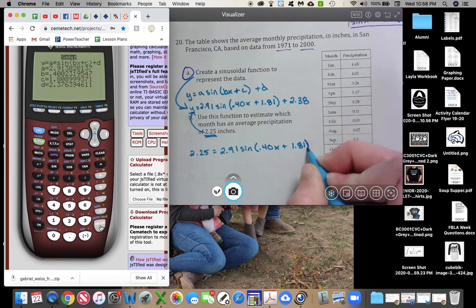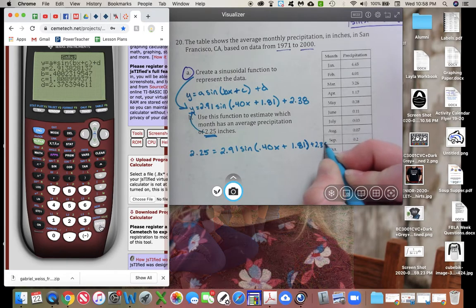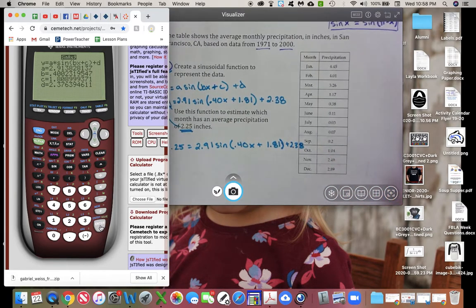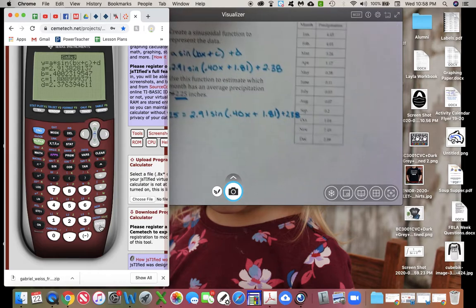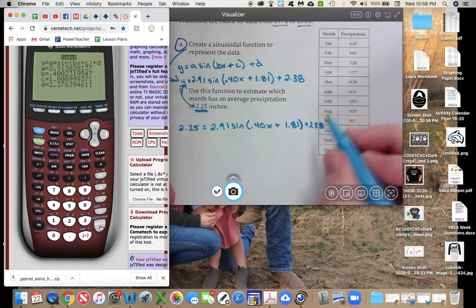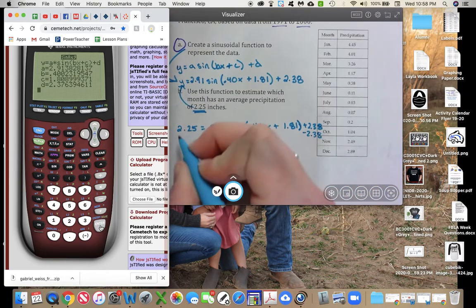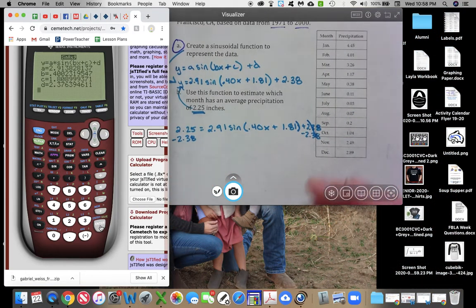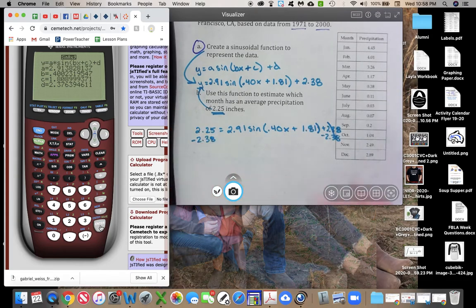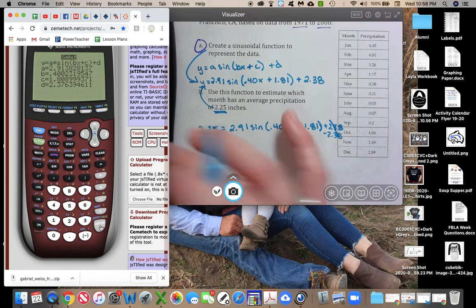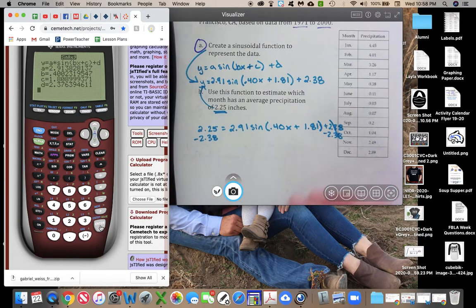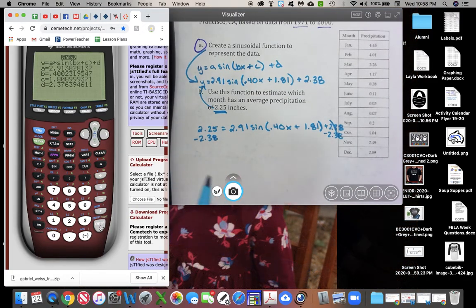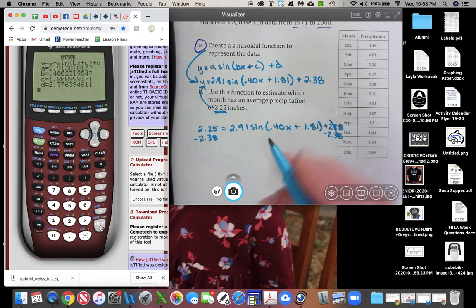Plus 2.38. Okay, so now I'm going to unwind this equation, so I'm going to work backwards. I'm going to subtract the 2.38 to the other side first. It's going to give me a negative number. That's okay. All right, so 2.25 minus 2.38 is negative 0.13.